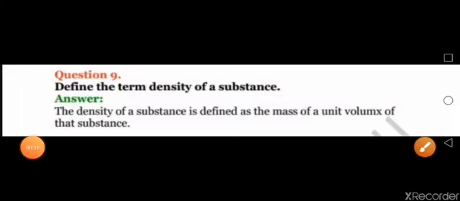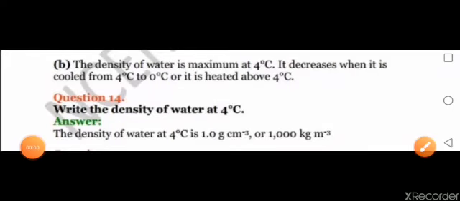Next question. Define the term density of a substance. Answer: the density of a substance is defined as the mass of a unit volume of that substance. And your last question. Write the density of water at 4 degrees Celsius. Answer: the density of water at 4 degrees Celsius is 1 gram per centimeter cube or 1000 kilogram per meter cube.